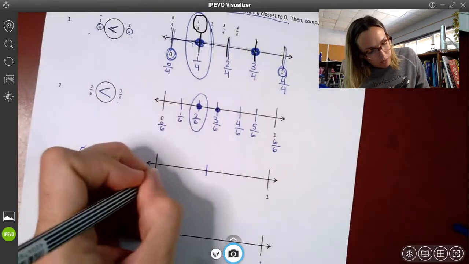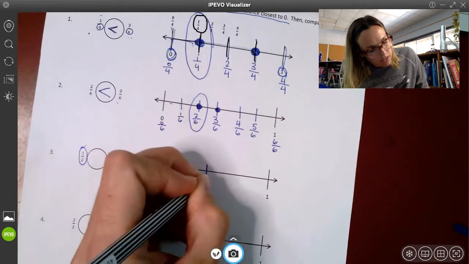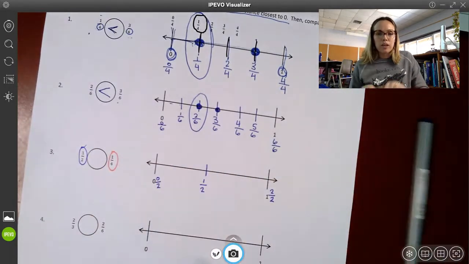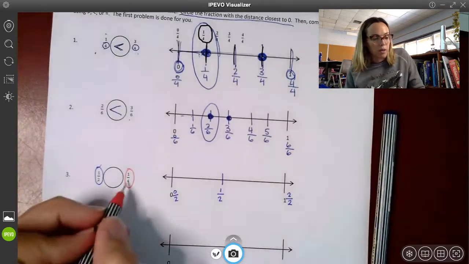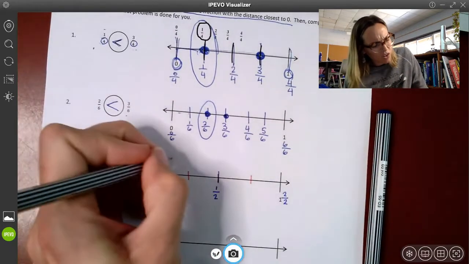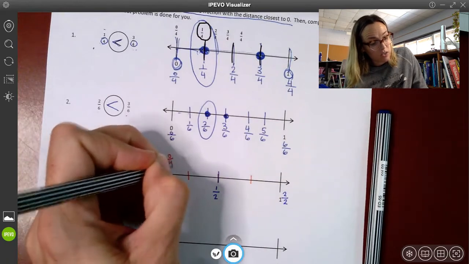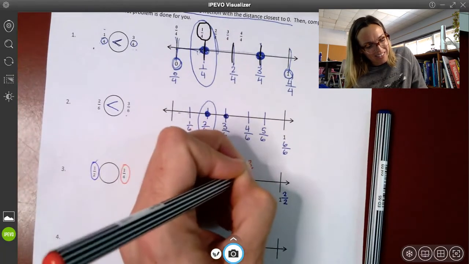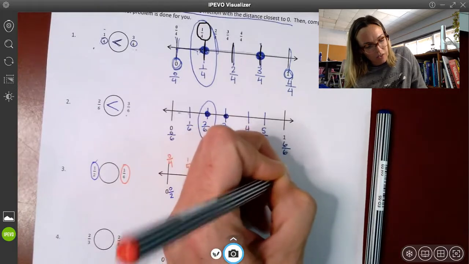Okay, maybe I'll do the bottom line, 0 halves, 1 half, 2 halves are my whole. Now I'm going to take my red pen and partition into fourths. What? That's crazy. I know. Isn't that so insane? 1/4, 2/4, 3/4, and 4/4.